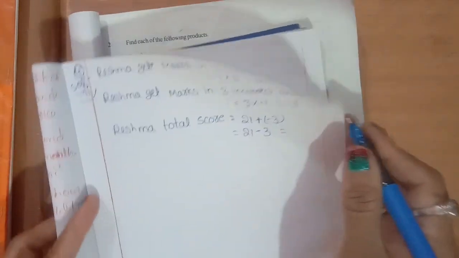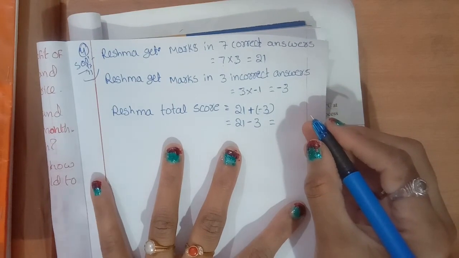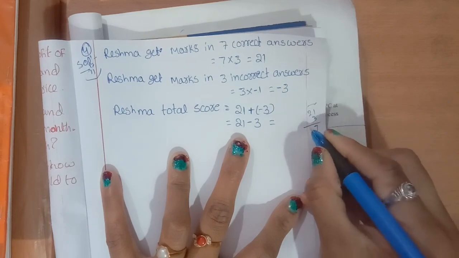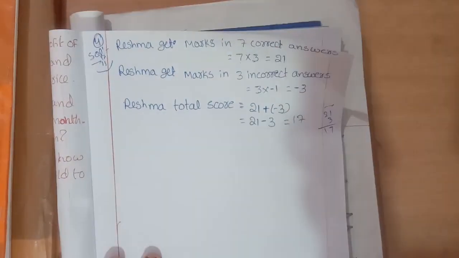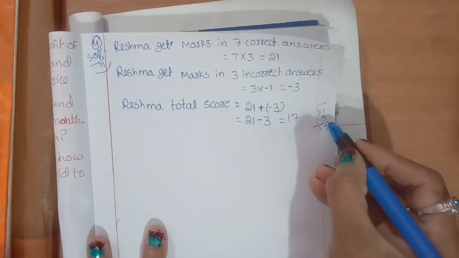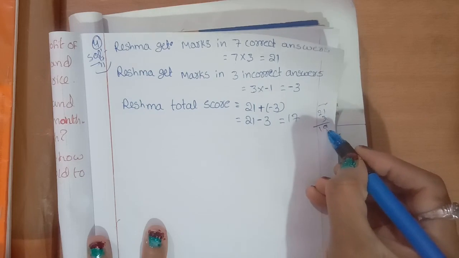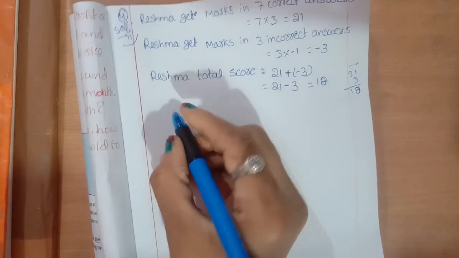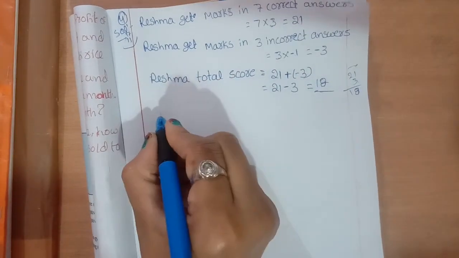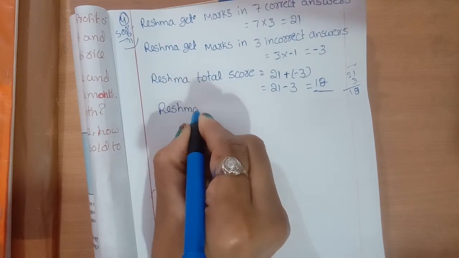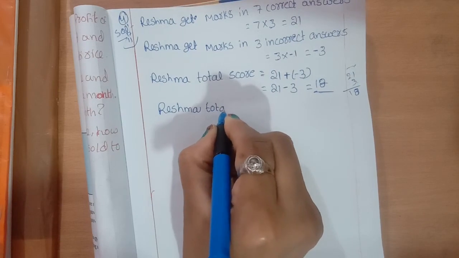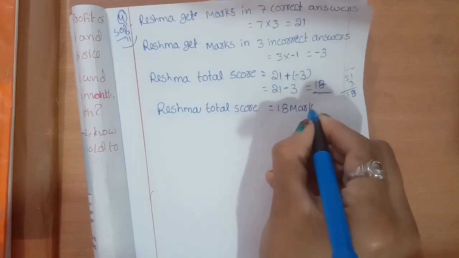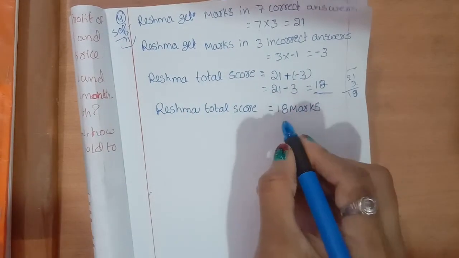So what's the answer? 21 minus 3 is 18. Here also, Reshma's total score is 18 marks. Okay, she got 18 marks.